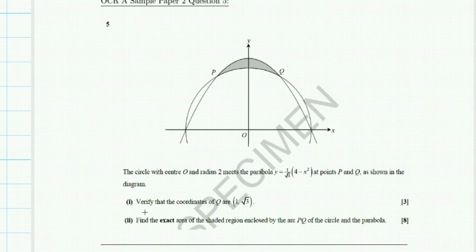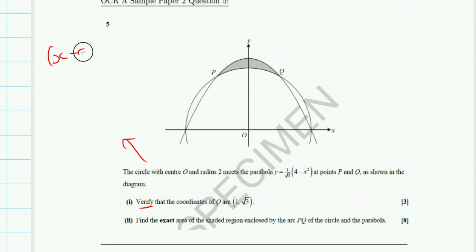With verify, it's very important to realize you don't need to do the long algebraic proof for this. All you need to do is show that the point Q is on the curve C, on the circle, and that point Q is also on the curve 4 minus x squared. So from here, we can first of all find the equation of the circle.